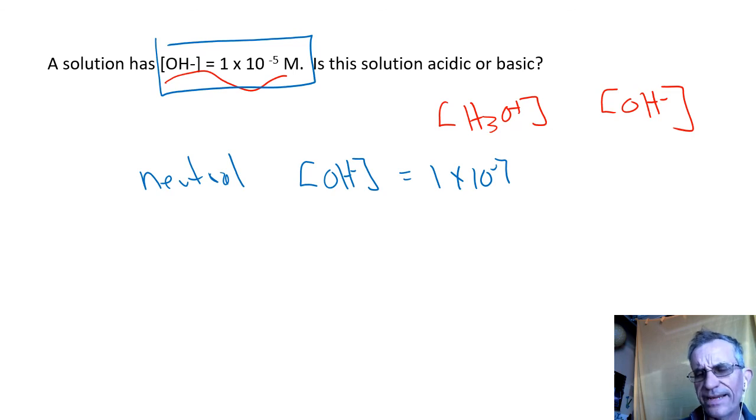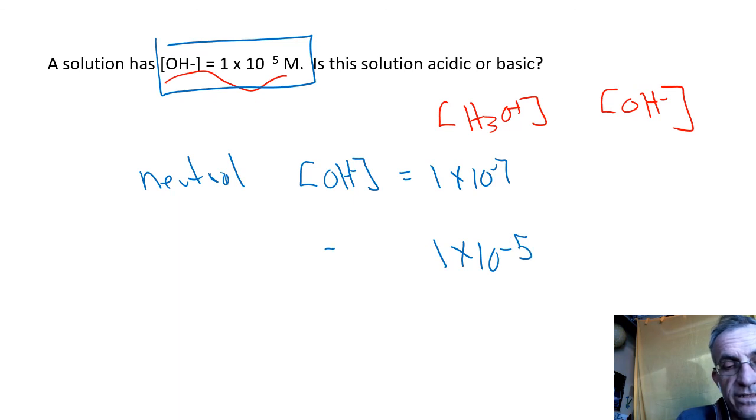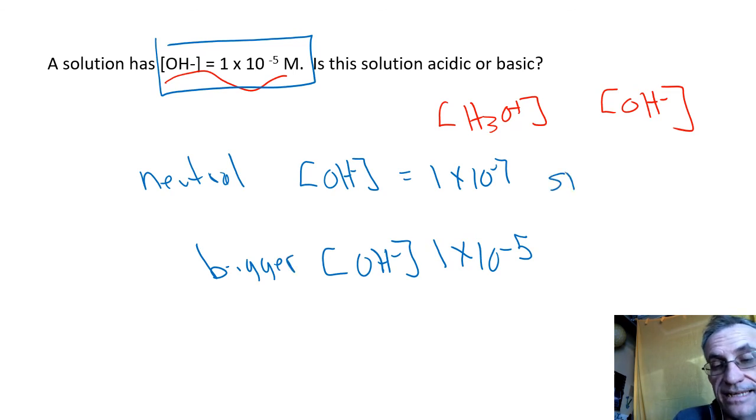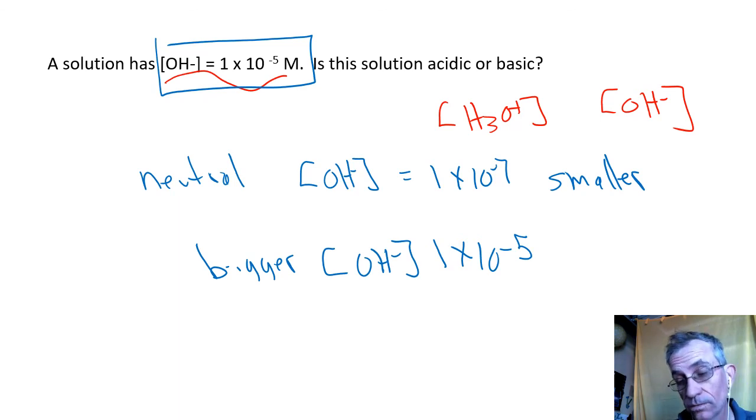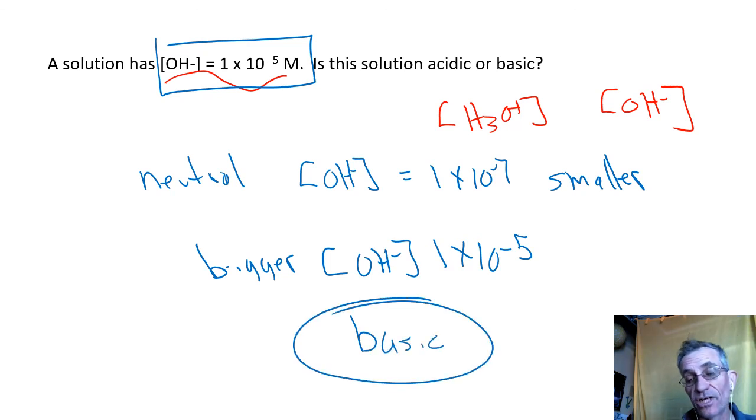So what number is bigger? Let's just compare to water. Do you have less OH than in water, or do you have more OH? Well, you actually have more OH. Maybe I'll just write it down here. This number is bigger than what you find in neutral water. Now, if you have more OH than normal, what are you? That's a lot of OH. That's what bases have. So this thing would be basic. If you have extra OH, more than in neutral water, you're a basic solution.